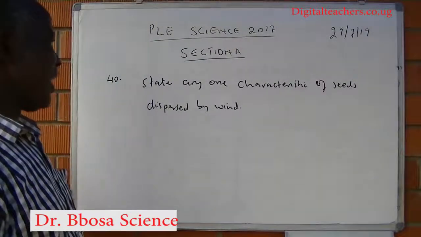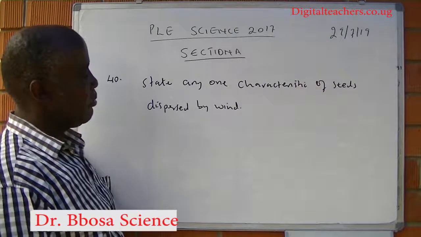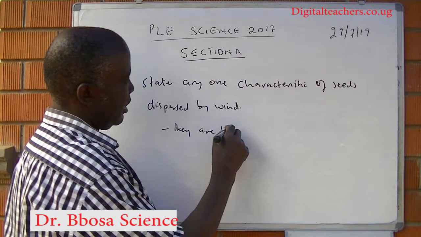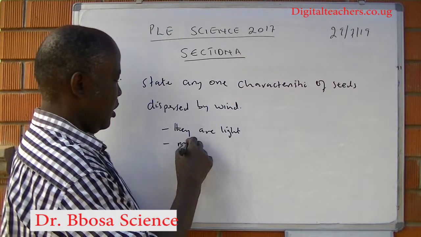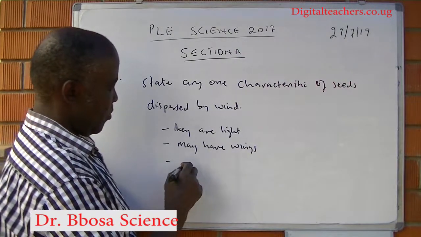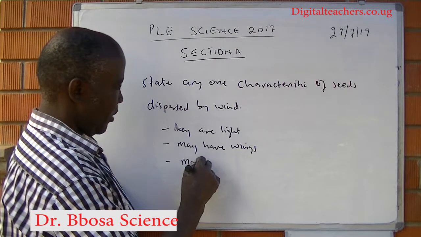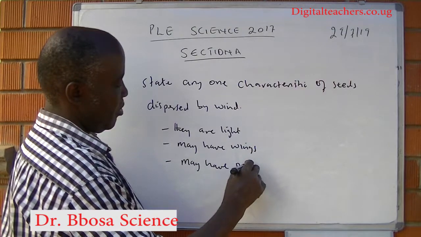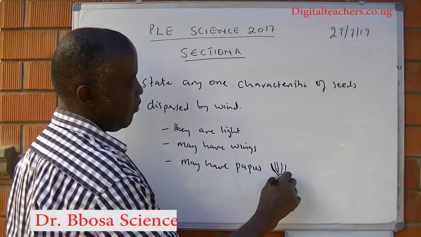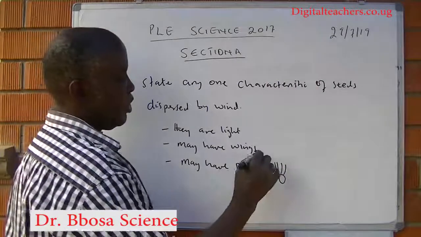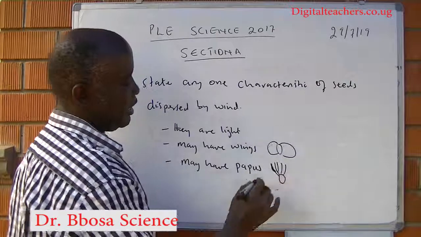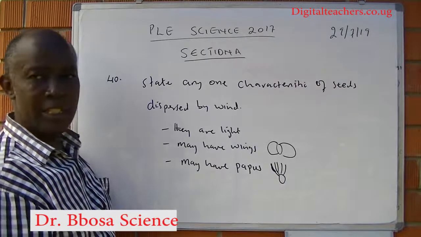Number 40. State any one characteristic of seed dispersed by wind. They are light, may have wings, may have pappus. So you find that it has a tuft of hairs on the top, or they have wings. The wings increase resistance to wind, so the seed can easily be carried.